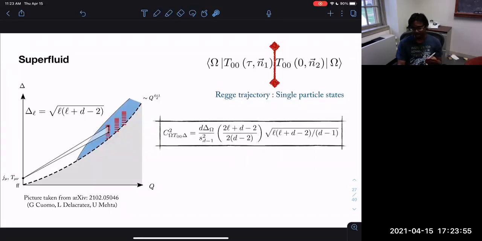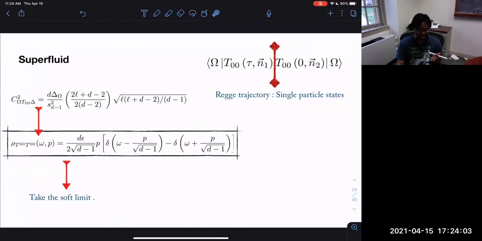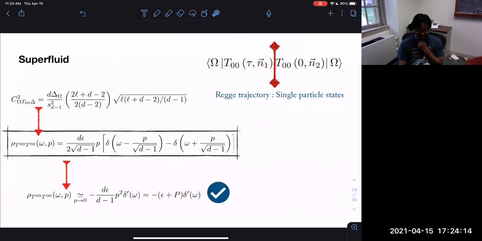And once you have the OPE coefficients, you can figure out this quantity K I was telling you before, and from that you can read off the spectral density, which has a very nice and neat formula in terms of delta functions. And now if you take the soft limit, which is p going to 0, you can immediately see that the sum rule is satisfied. And so this is the sum rule for T00, T00.